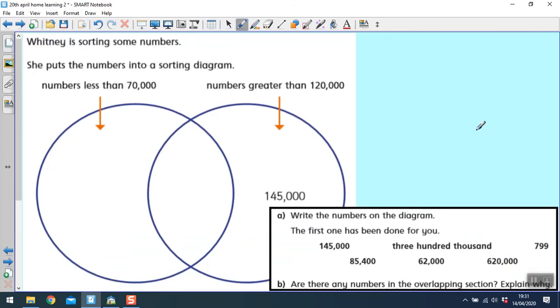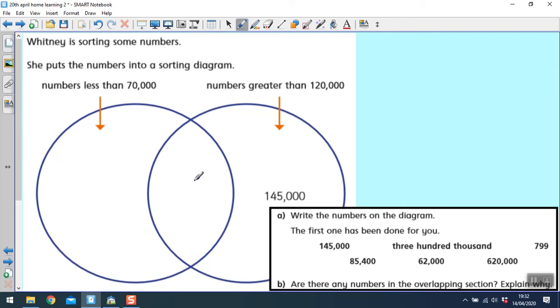Okay, have a look at this challenge. Whitney is sorting some numbers. She puts the numbers into a sorting diagram. This is called a Venn diagram. In this whole circle here, we need to have numbers that are less than 70,000, which it tells you here. In this whole circle, we're going to have numbers that are greater than 120,000. Anything in this middle section, the intersection, needs to be numbers that are less than 70,000 and bigger than 120,000.